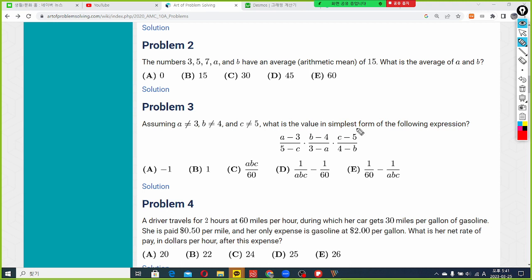What's the sum of a and b? Hold on, hold on. E. Sum of a and b is 60. So the average is E. C. Yep, C.